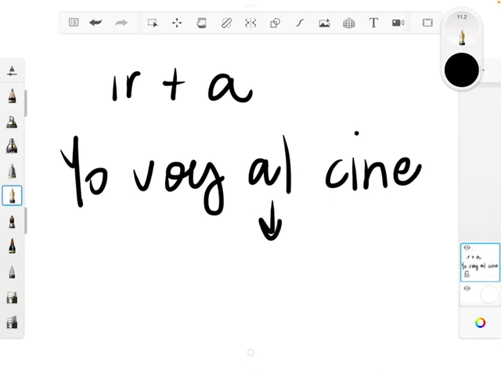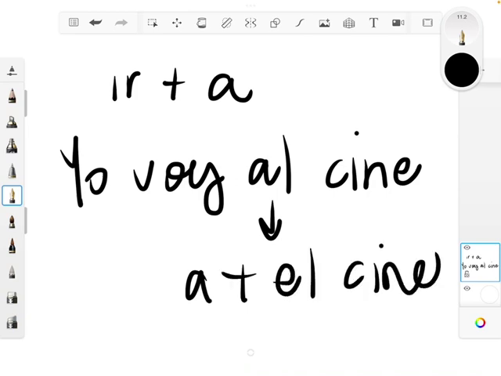Basically, what's going on here is we have a plus el, and we're going to combine it to al because it's easier, it's smoother to say. You don't want to say that double vowel sound, a el cine. We're going to just elide them, combine them and have one sound, al cine.